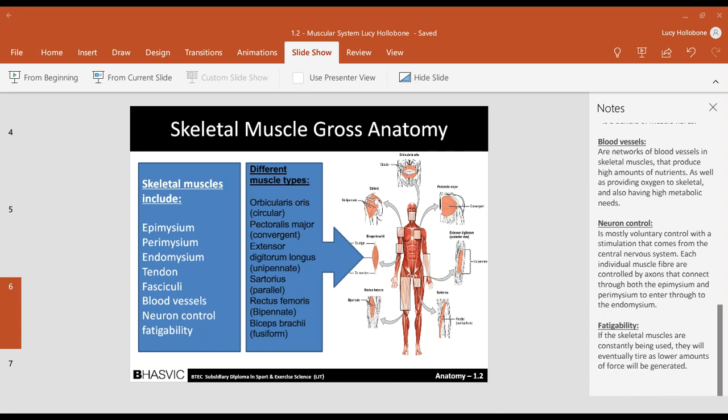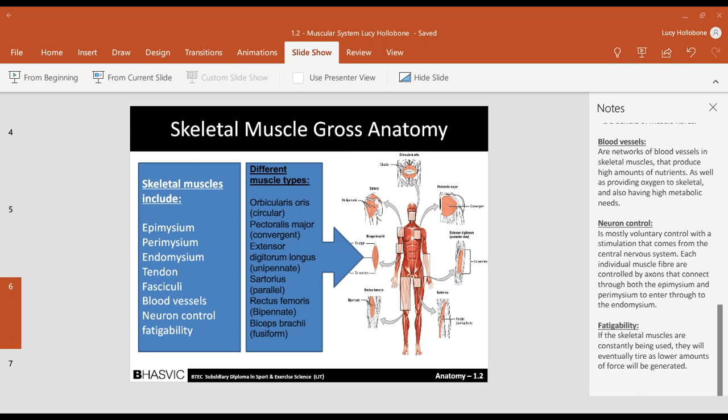Next, there is neuron control, which is mostly voluntary control with a stimulation that comes from the central nervous system. Each individual muscle fiber is connected by axons that connect through both the epimysium and perimysium to enter through the endomysium.